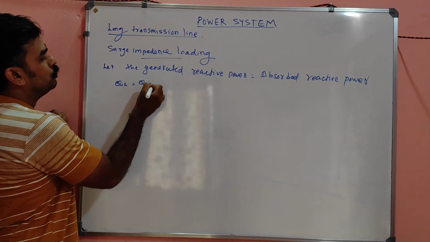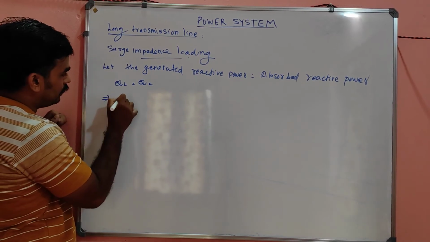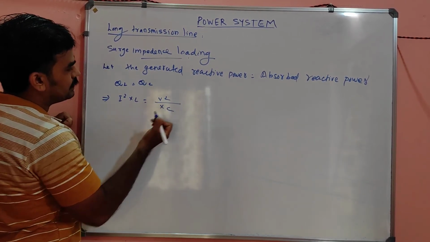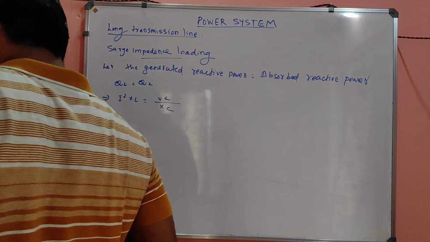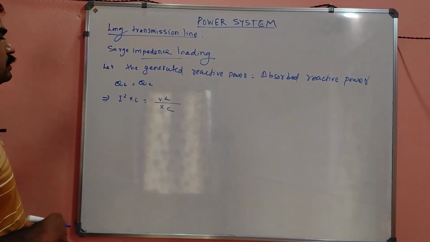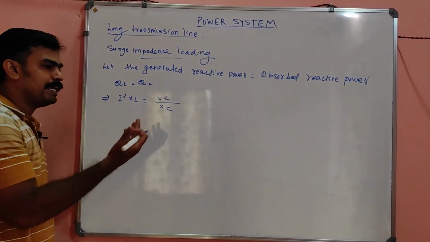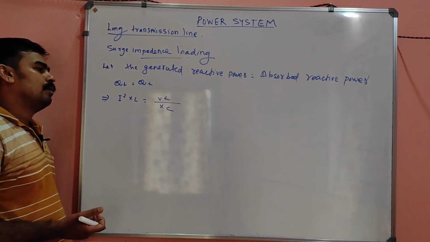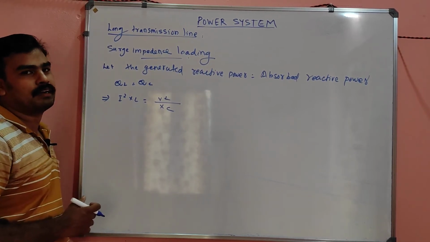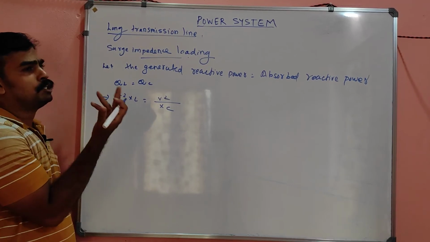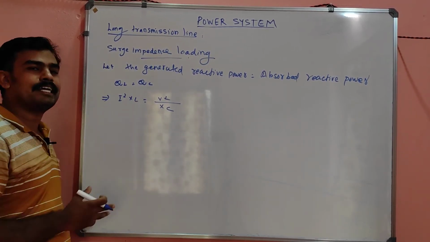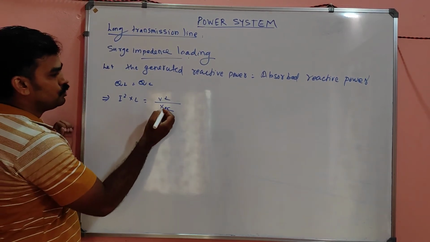QL will be equal to QC, which implies I square into XL will be equal to V square by XC. QL equal to QC, or I square into XL is equal to V square by XC, where V square by XC is nothing but power. Power P is equal to V square by R, also I square into XL or I square into R, right? So I square into R, I square into XL, that's all.